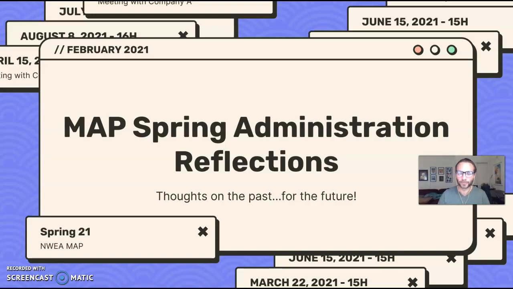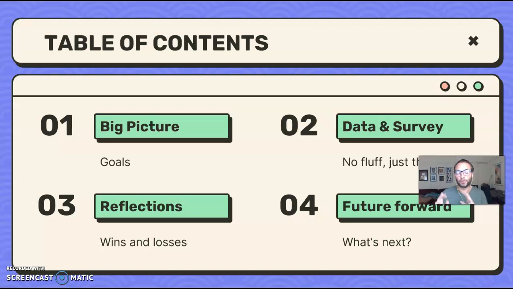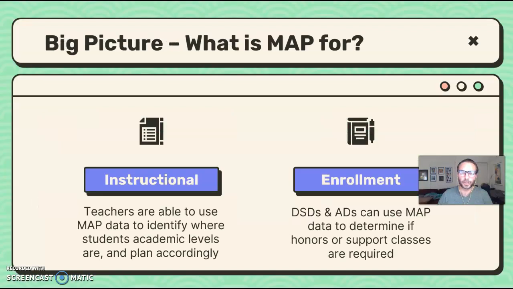So let's dive in. Today I'm going to talk about a couple things. We're going to start with the big picture goals that we're trying to accomplish, just as a reminder, information from the data in the survey, some reflections, and then sort of where we're headed next into the future. So let's start off with this question of what is MAP for?